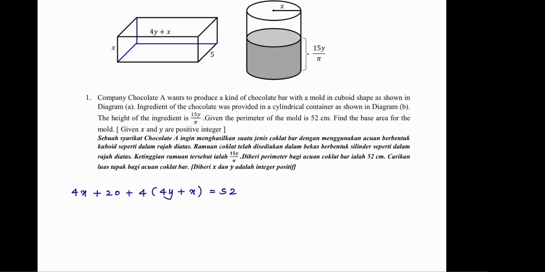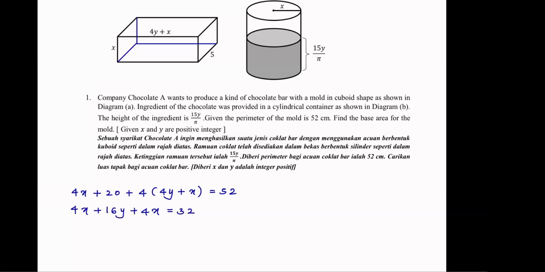Do you understand? Okay, so I have 4X here, 4Y, and 4X. So 16Y, sorry. 16Y, 4X. Okay, the 20, bring that side minus, what do you get? 32, right?